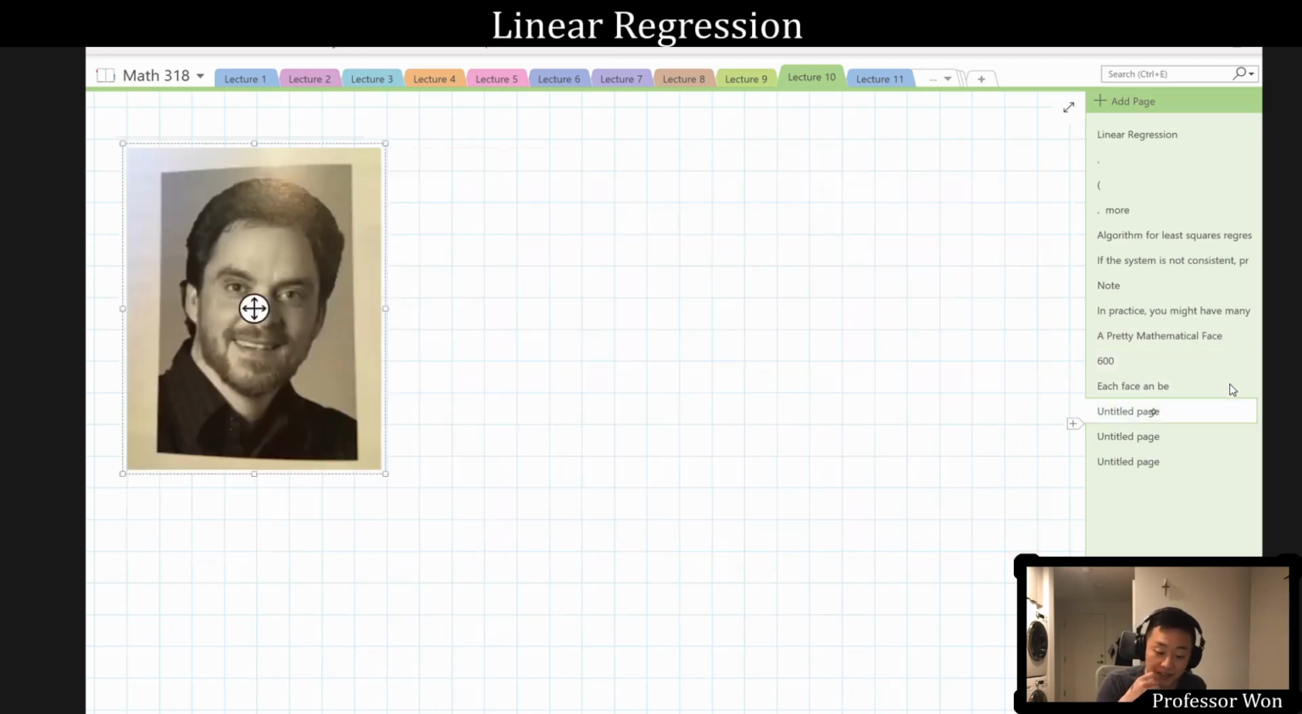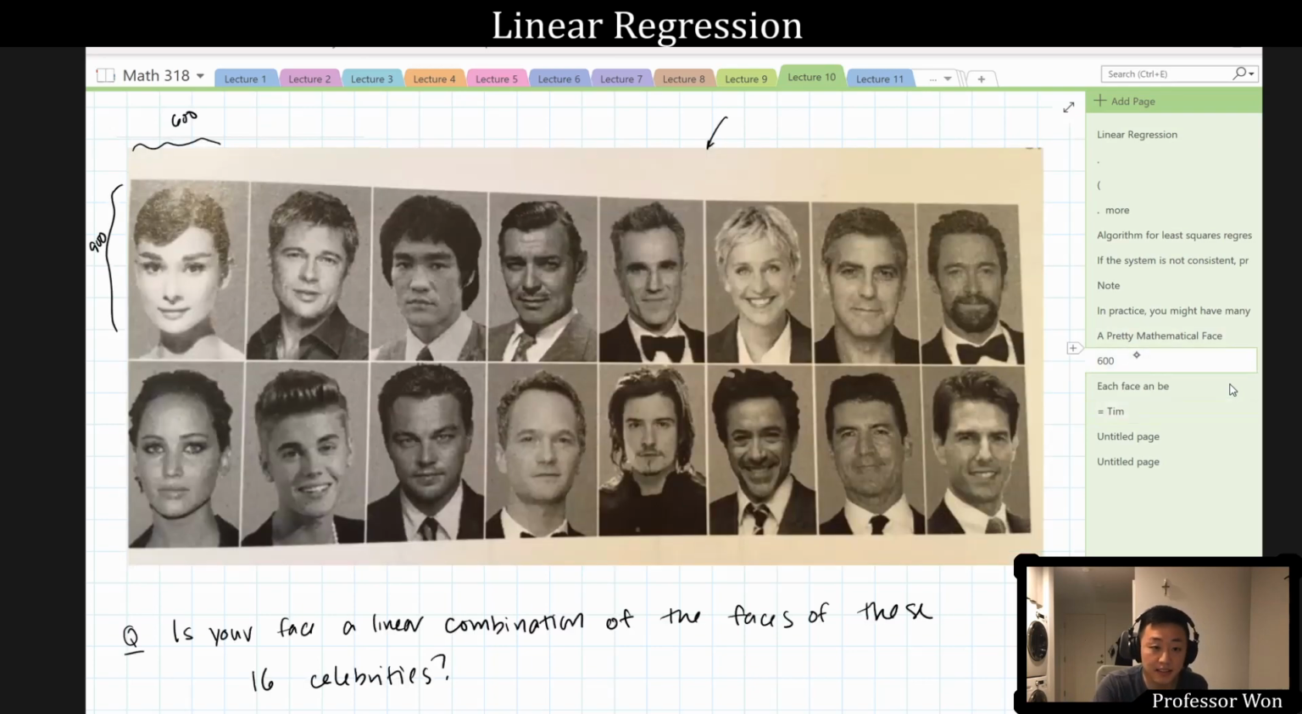And then what you can do is you could take each of these 16 vectors now, and you could take your face. Okay, so this isn't your face. This is the author. This is Tim, good old Tim Chartier, or Chartier. I should have looked up how to spell it, or how to pronounce it. And you can ask, is Tim a linear combination of these 16 celebrities?